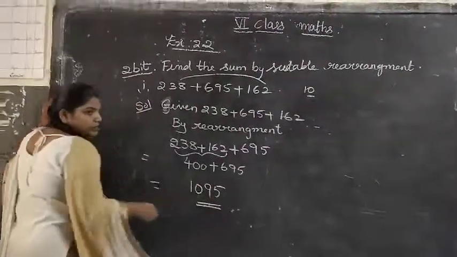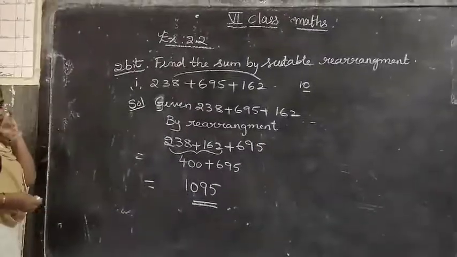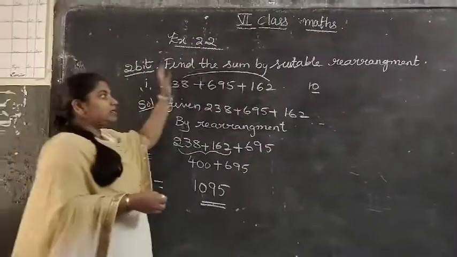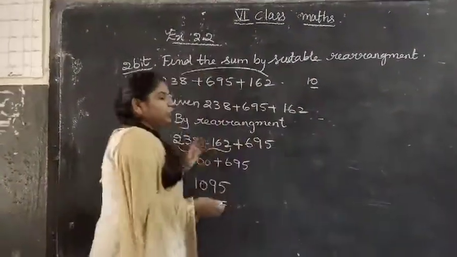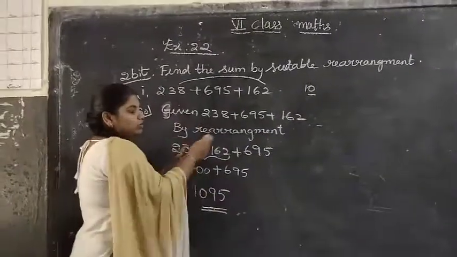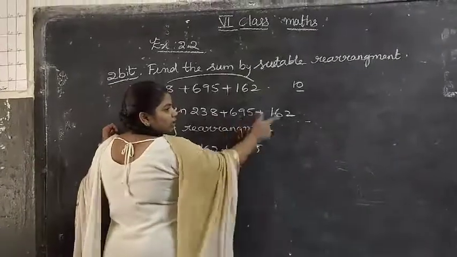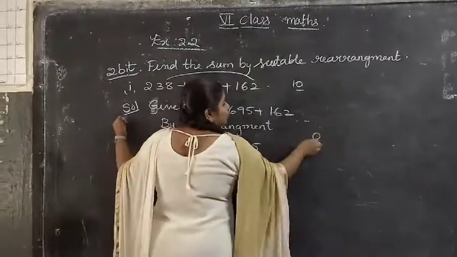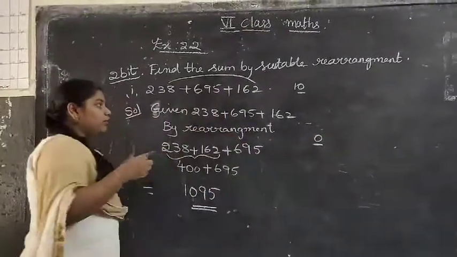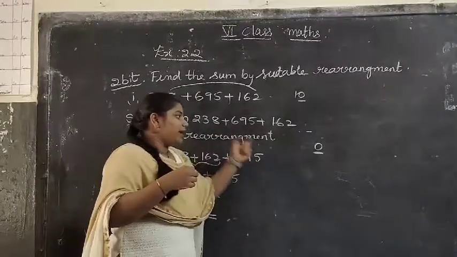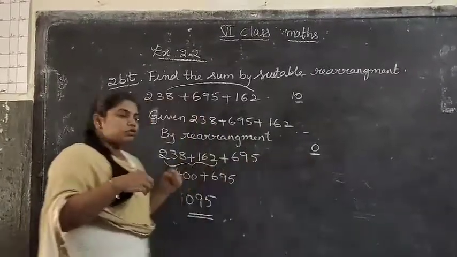1095. So what is the result? 1095. So what is the question here? Find the sum by suitable rearrangement. So you have to rearrange the values. How do you have to rearrange? If you rearrange any two whole numbers, the units place should be equal to 0. So if you rearrange any terms and add, the units place should be equal to 0.